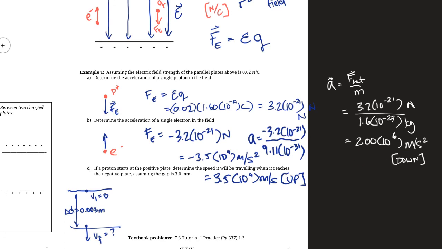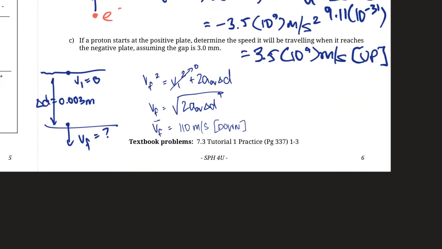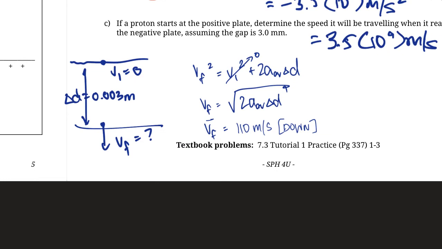So we should just be able to use one of those 5 kinematic equations of uniform acceleration to find the final speed. So pause the video here, try to find the answer. When you're done, unpause it, and I will reveal the answer. So there's the answer. It should be about 110 meters per second down.